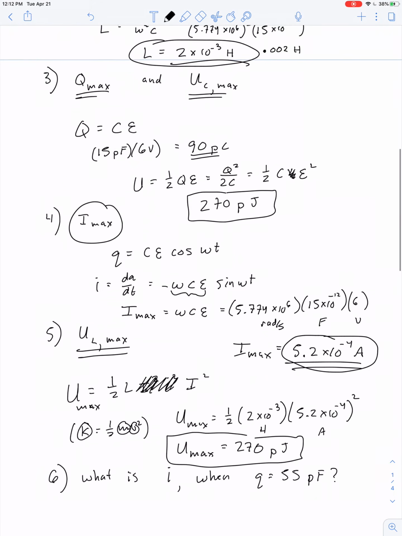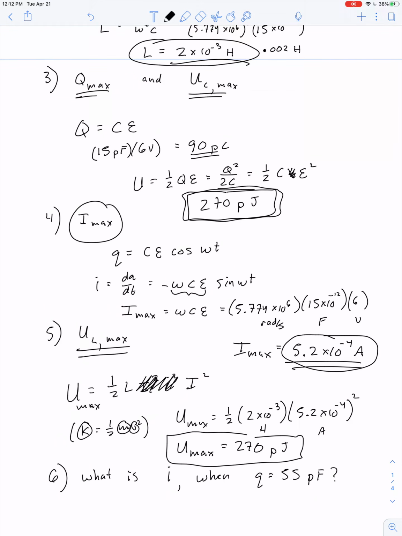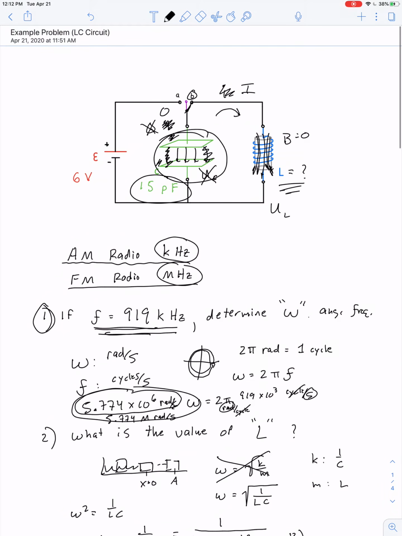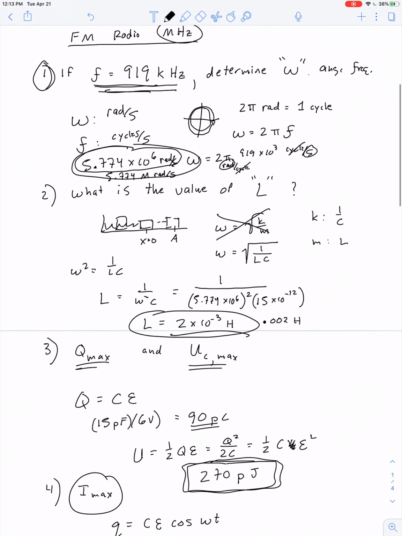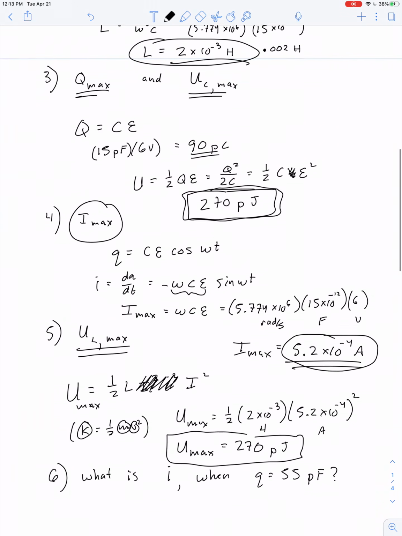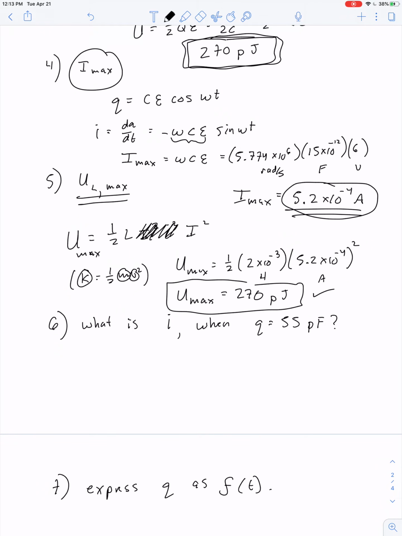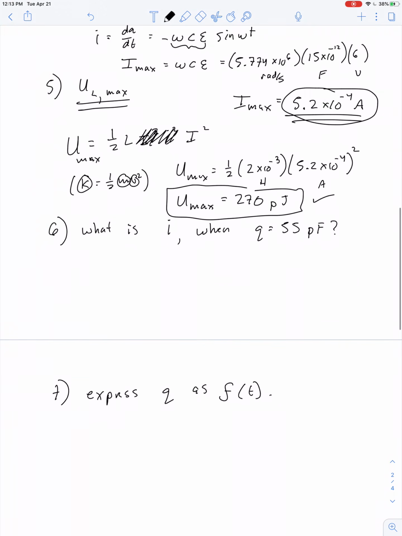Energy is a conserved quantity. The maximum energy in the capacitor occurs when the energy is all in the electric field. When that electric field totally collapses, then you have a maximum amount of magnetic field in the inductor. But the energies should equate. So the 270 picojoules of energy associated with maximum electric field matches the 270 picojoules of energy associated with the maximum magnetic field. How much current is in the circuit when the charge on the capacitor is 55 picofarads?